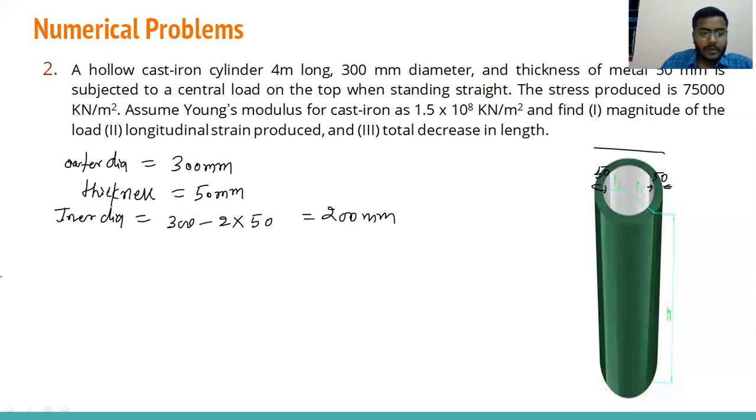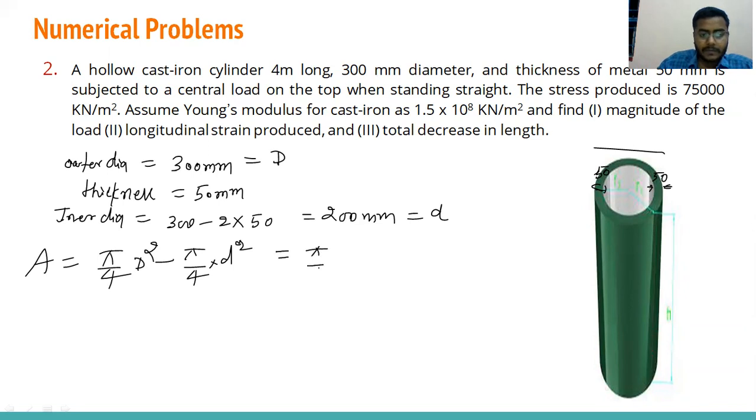If we have the inner diameter, we can denote it by small d, and the outer diameter by capital D. So we can find out the cross section area. Cross section area would be pi by 4 into the area of the bigger circle minus the smaller one. So pi by 4 D square minus pi by 4 into small d square. Taking pi by 4 common, we get D square minus d square. By calculating, we'll get some value.